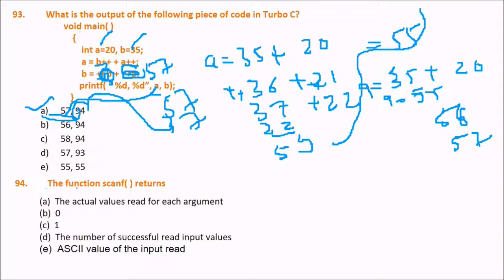Next is 94. The function scanf returns what? The answer is D, the number of successful read input values. So according to the prototype of scanf, you watch it very carefully. Return type of scanf function is integer, that is the number of successful read input values. So it will be integer only, but the number of successful read input values. Now we go to the next question.